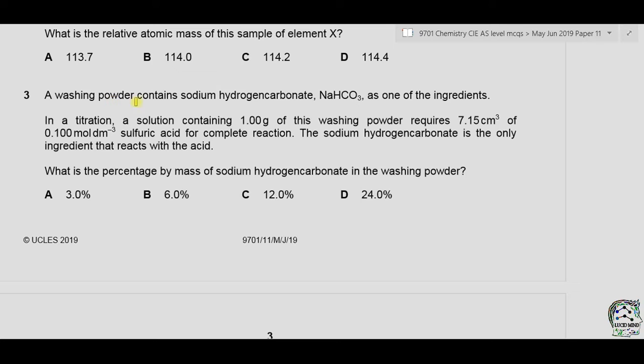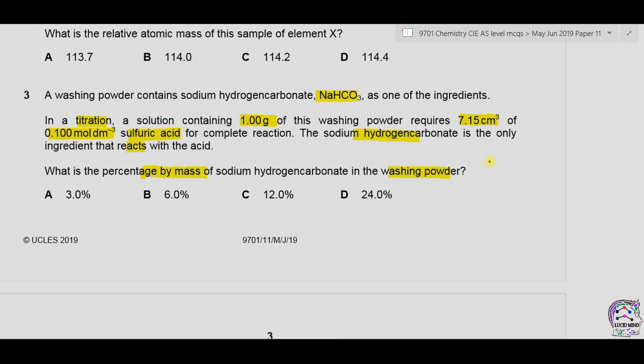Question number 3. A washing powder contains sodium hydrogen carbonate as one of the ingredients. In a titration, a solution containing 1 gram of this washing powder requires 7.15 centimeter cube of 0.100 mole per decimeter cube sulfuric acid for complete reaction. The sodium hydrogen carbonate is the only ingredient that reacts with the acid. What is the percentage by mass of sodium hydrogen carbonate in the washing powder?